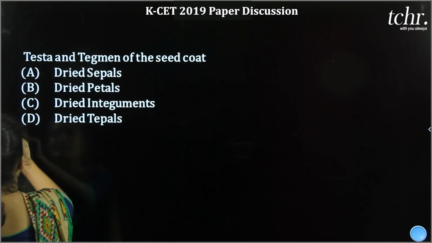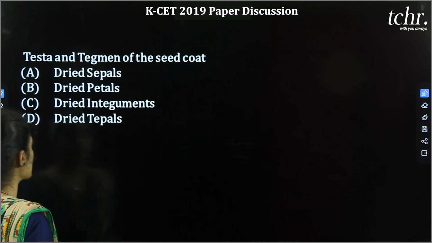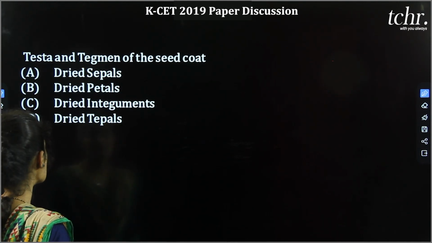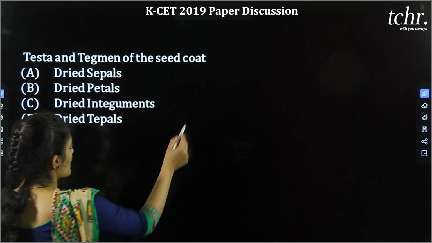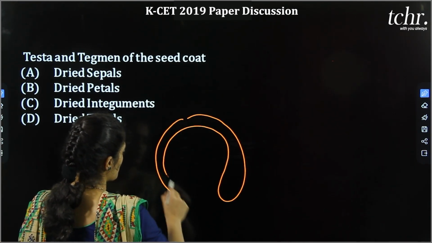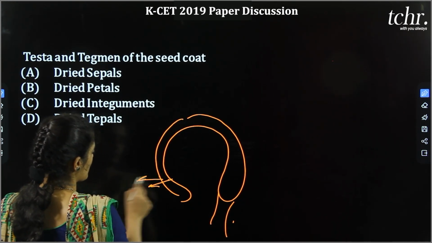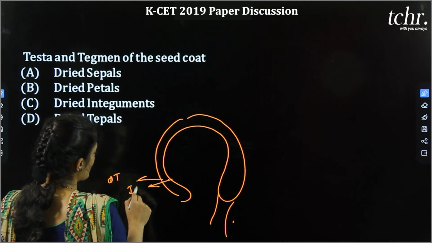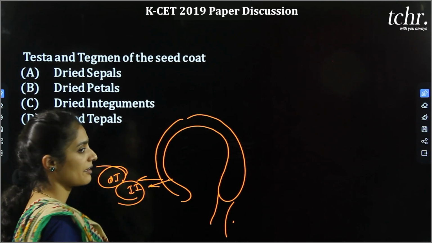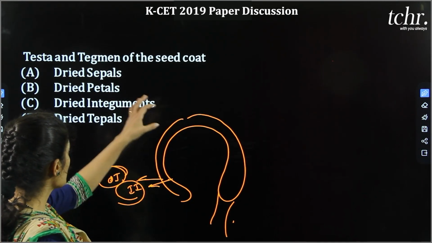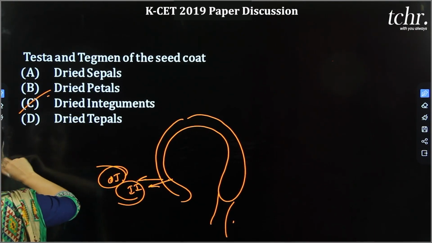Next ನೋಡೋಣ. Testa and tegmen of the seed coat. Okay, A. dried sepal, B. dried petal, C. dried integuments and D. dried tepals. Actually ಓವಿಲನ್ನು ತಗೊಂಡಾಗ ನೀವು ಅಬ್ಸರ್ವ್ ಮಾಡಿರ್ತೀರಾ, it actually has got testa and integuments, outer integument and inner integument ಅಲ್ವಾ. So these are actually responsible for the formation of testa and tegmen in the seed coat. So ಕರೆಕ್ಟ್ ಆಪ್ಷನ್ ಏನಾಗುತ್ತೆ ಹಾಗಿದ್ರೆ? C, that is dried integuments.